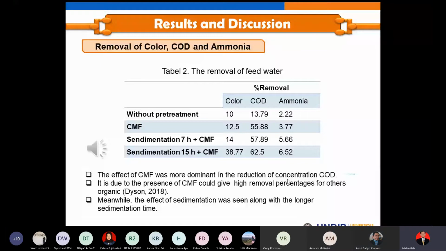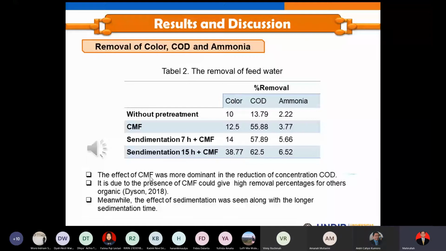The color removal in table 2 shows that the enhancement of treatment stage could also enhance the color removal in the effluent, with the highest removal of color achieved by the experiment with sedimentation 15 hours and cloth media filtration. The effect of cloth media filtration alone was more dominant in the reduction of COD concentration.